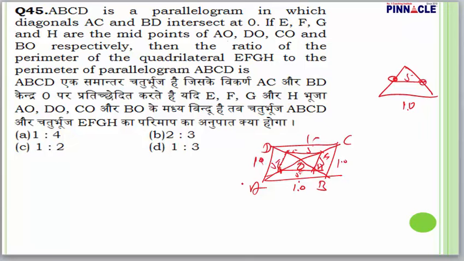Here 10, 10, 10, 10, total would be 40, and here 5, 5, 5 and 5, that is 20. So 20 is the perimeter of this and 40 is the perimeter of this. This would be equal to a 1 is to 2 ratio, answer is C.